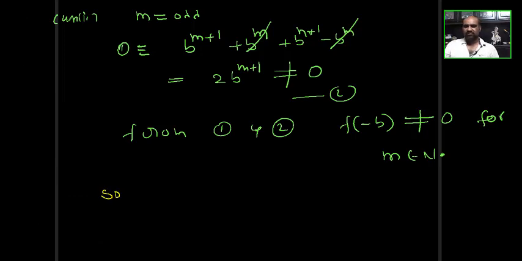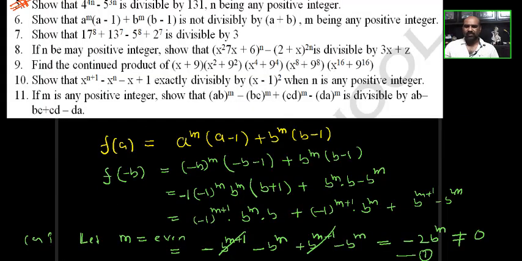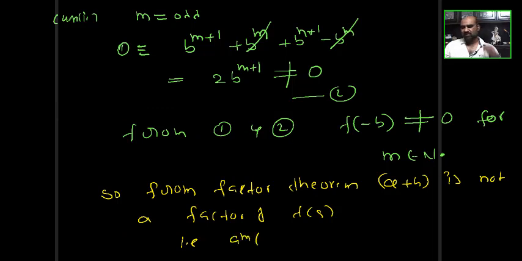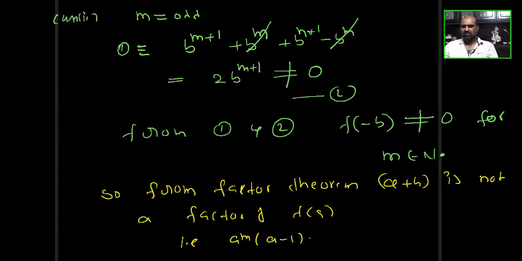So from the factor theorem, a plus b is not a factor of f of a. That is, what is f of a? At that I will write. F of a means what? This one only: a power m times of a minus 1 plus b power m times of b minus 1.